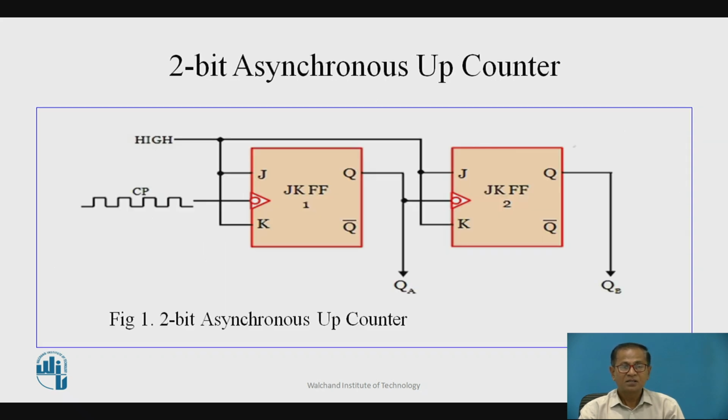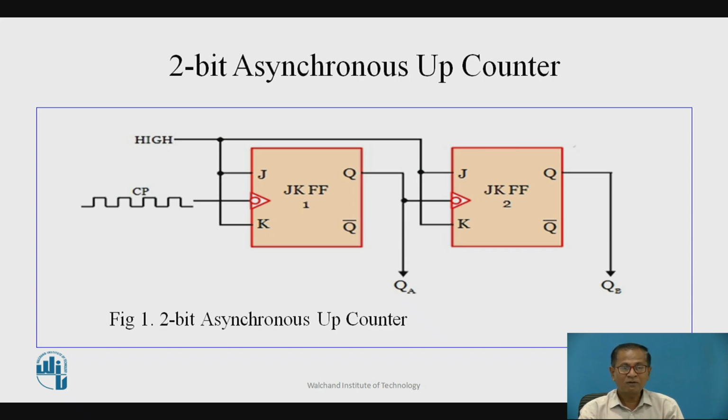This is the circuit diagram of the 2-bit asynchronous up counter. The counter is an up counter; it counts in the upward direction. It consists of 2 JK flip-flops. In this type, negative edge triggered JK flip-flops are used, which means the flip-flop responds at the falling edge only. It will not respond at the rising edge.